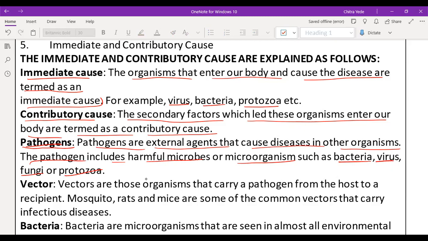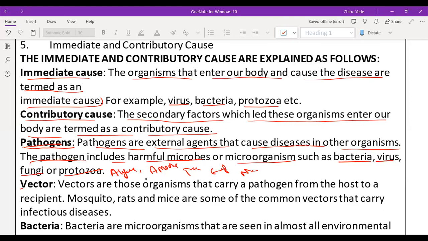We have some algae too. We have amoeba, amoebic dysentery. We have paramecium, we have euglena, okay? We have worms, we have liver fluke. All these are nothing but the pathogens which cause diseases.